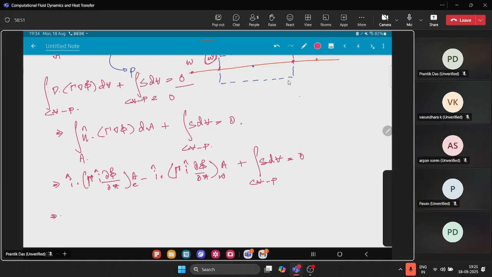Then I will basically give you a unit: integral of 1 over control volume, gamma dphi/dx at small e minus gamma dphi/dx at small w plus integral of S dV over the control volume at P equal to 0.